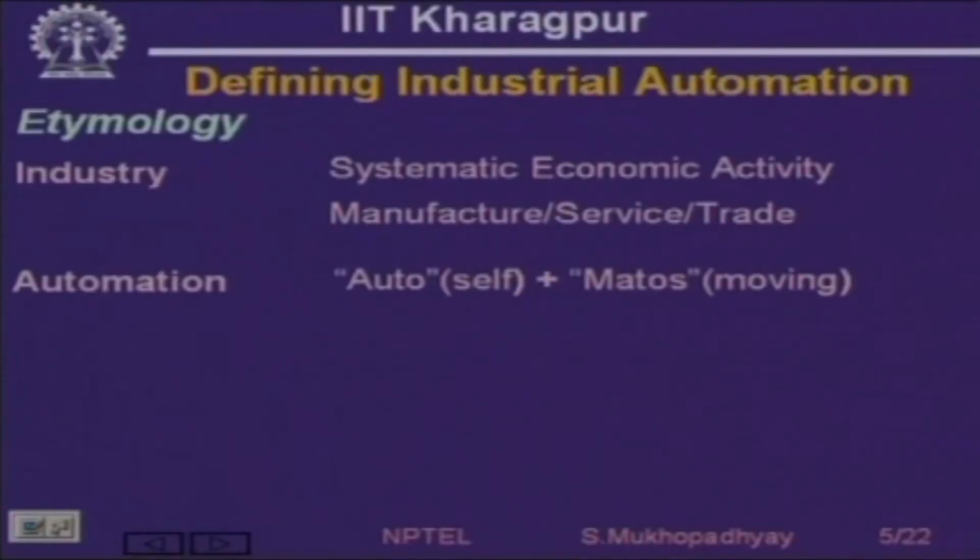Next is what is the meaning of the term automation. The term automation is actually derived from two Greek words. One is called auto, which means self, and another is the word matos or moving. So, together an automaton is a device or an object which moves by itself. So, now this is the essence of the word automation, and from this you can very easily understand the definition of automation which I have coined.